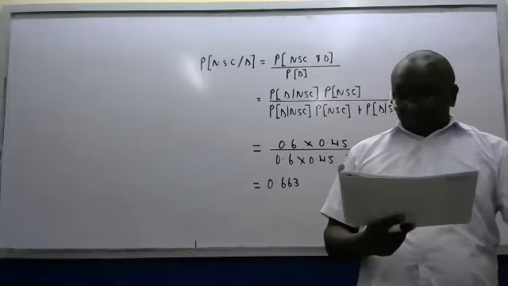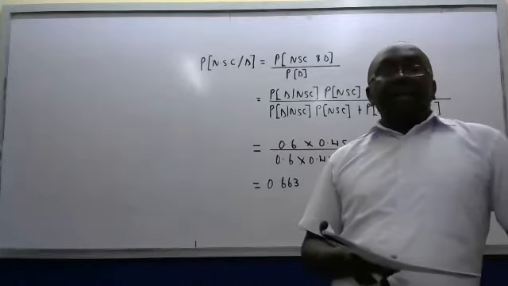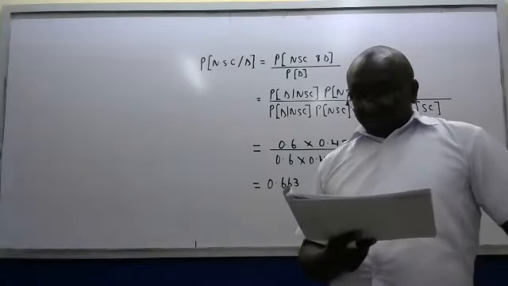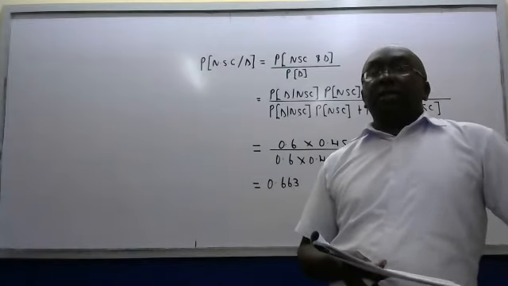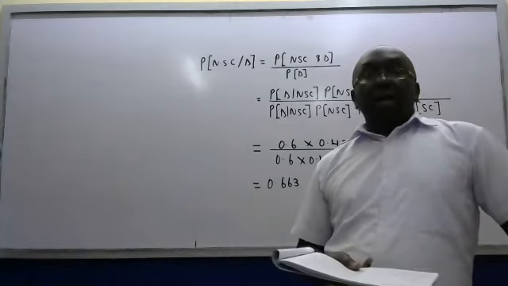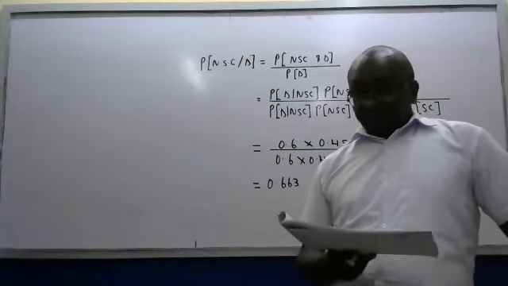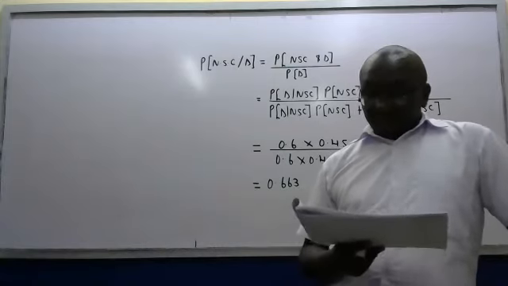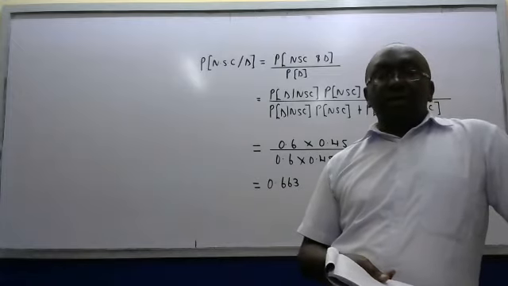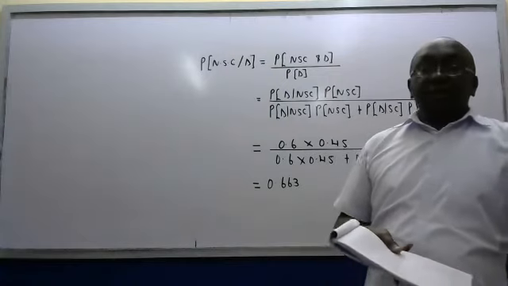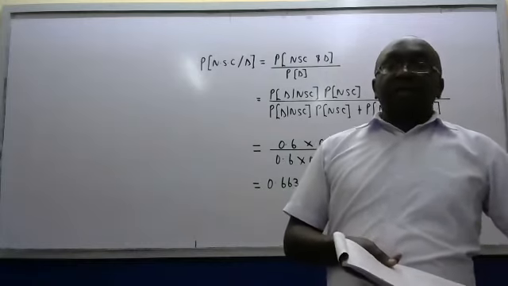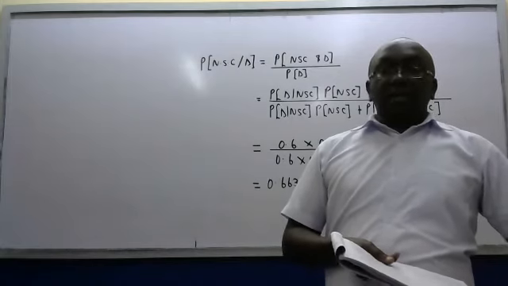Example 3. In a certain company, production is done using 3 machines, X, Y, Z, in proportions of 50%, 30%, and 20% respectively.